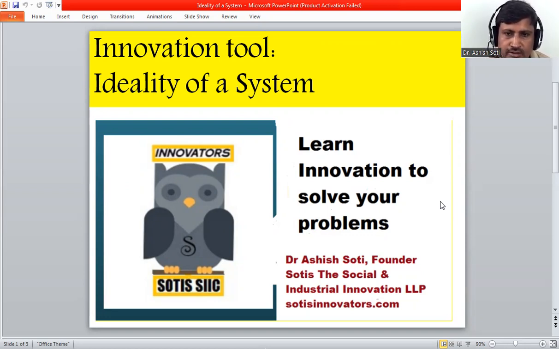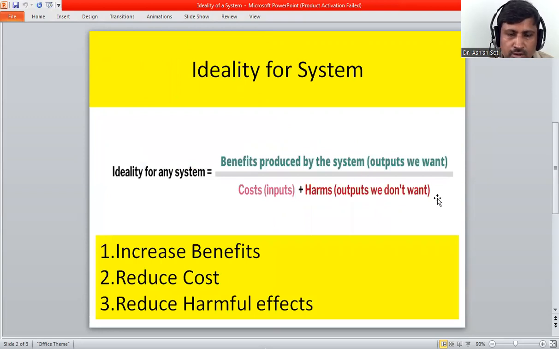Ideality, as you understand, is something which should be good. Ideal means it should be good. It should be better. Better is the quality. So, what is the meaning of ideality with reference to our system of TRIZ? Ideality for a system is benefit produced by the system, that is output we want, divided by cost, that is input, plus harmful effect, that is output we do not want.